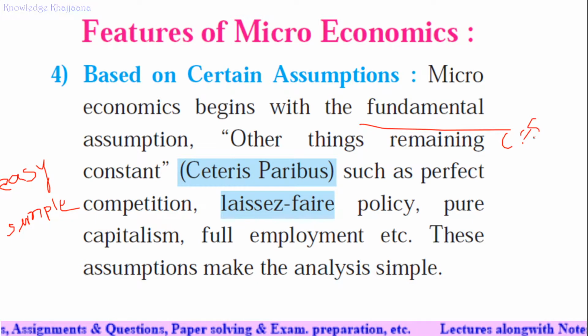Okay, and some factors are assumed, and other factors are ignored, so that the detailed study of that particular unit can be done easily. For example, which factors are ignored, or which factors are considered constant? For example, the law of demand is based on the assumption that the income of a consumer remains constant.